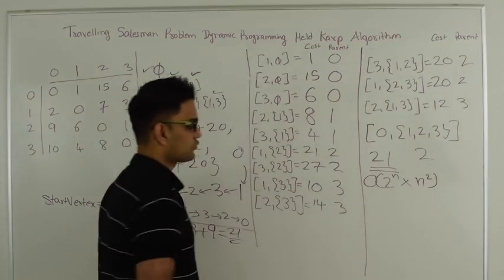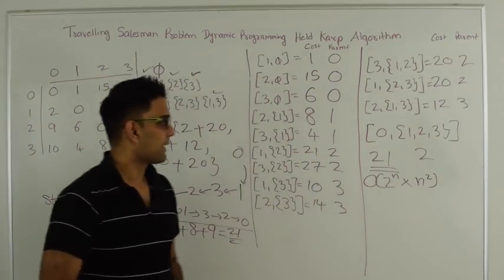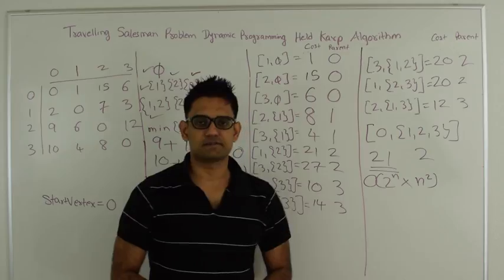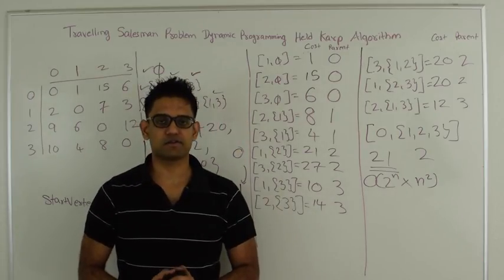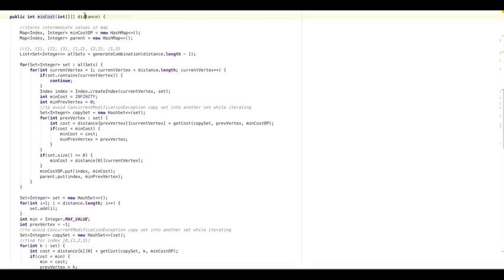So time complexity is 2 raised to n into n squared, and the space complexity also will be same. So next, let's look at the code for this algorithm. The main function here is min cost. It takes in the distance matrix as we discussed before in the video, and it returns the cost of the traveling salesman's route.